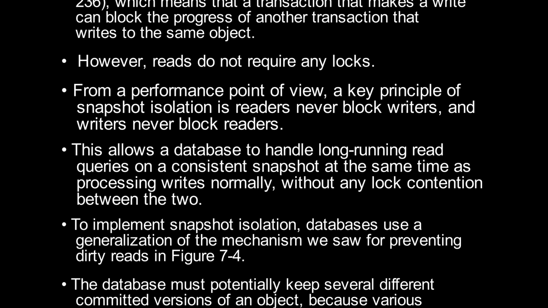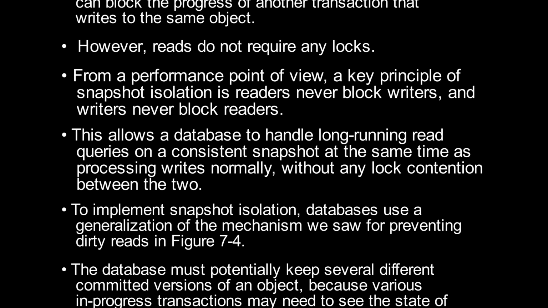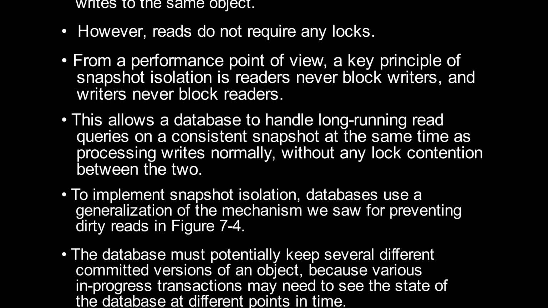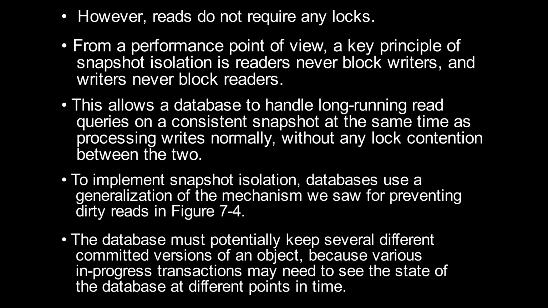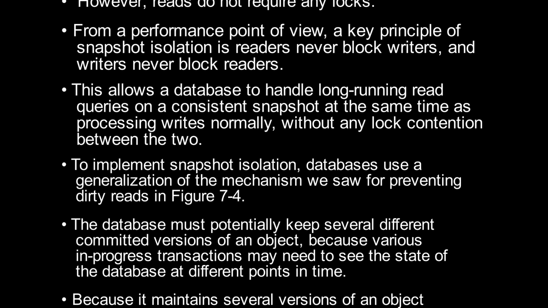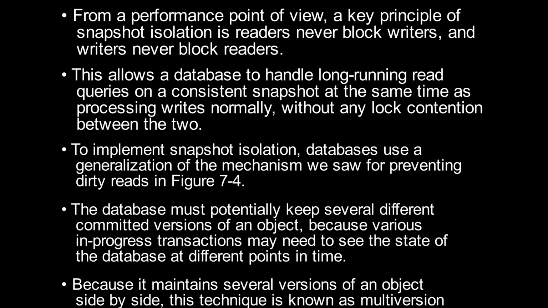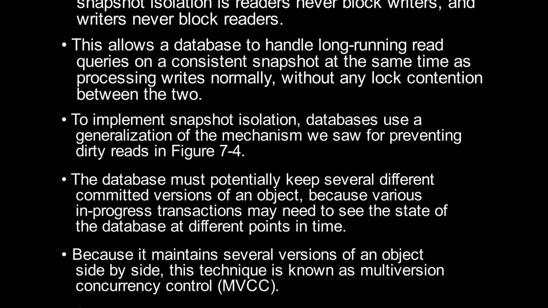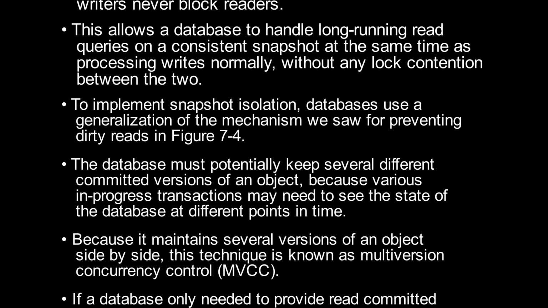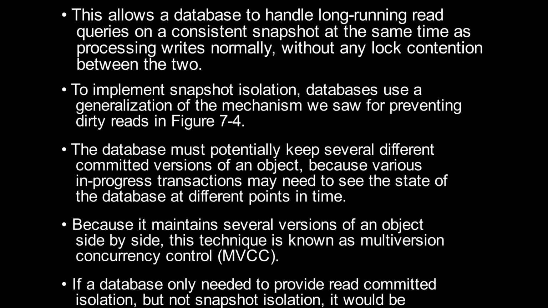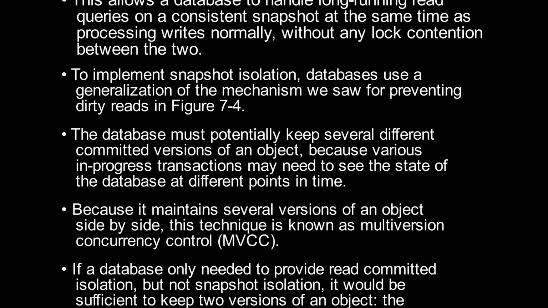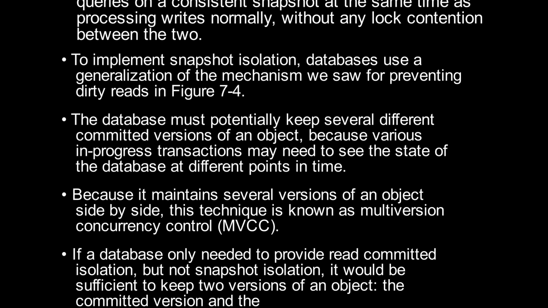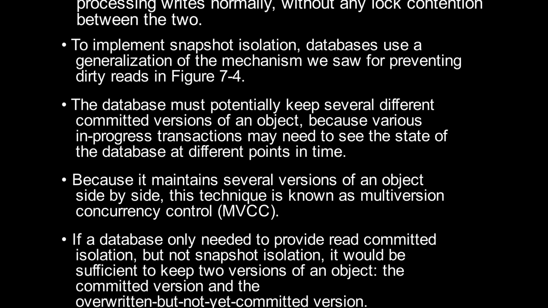To implement snapshot isolation, databases use a generalization of the mechanism we saw for preventing dirty reads in Figure 7-4. The database must potentially keep several different committed versions of an object, because various in-progress transactions may need to see the state of the database at different points in time. Because it maintains several versions of an object side by side, this technique is known as multi-version concurrency control (MVCC).